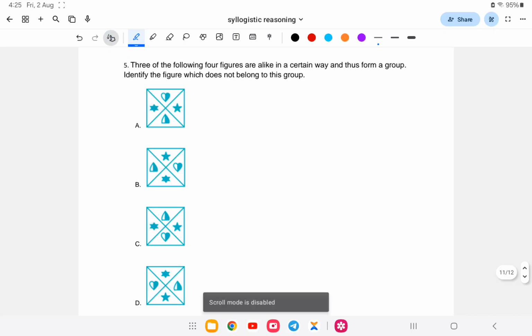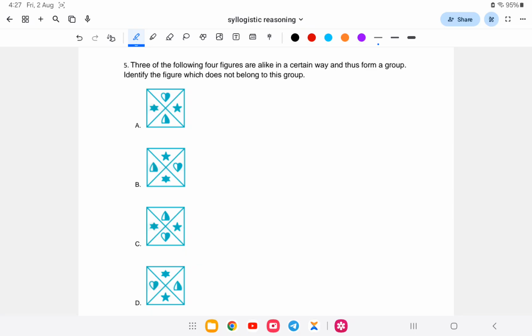Identify which three of the four following figures are alike in a certain way and form a small group. Identify the figure which does not belong to this group. So you can see from here. Let us see.